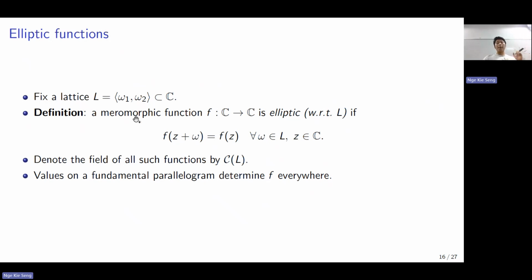Written down, we call a meromorphic function, which is basically just a holomorphic function except for a few points, f, an elliptic function if f(z + omega) is equal to f(z), where omega is a point on the lattice, which means that you can move it according to the lattice point and it will still remain the same value. We can denote the field of all such functions as C(L), where L is the lattice that we are interested in. And the fundamental domain of this kind of function is the fundamental parallelogram.